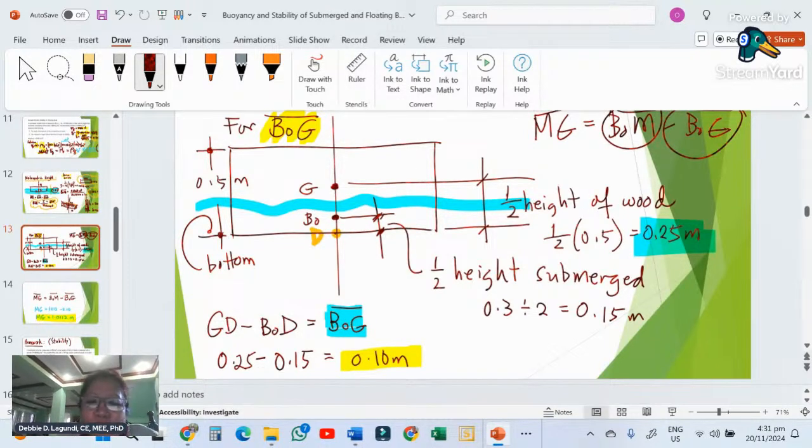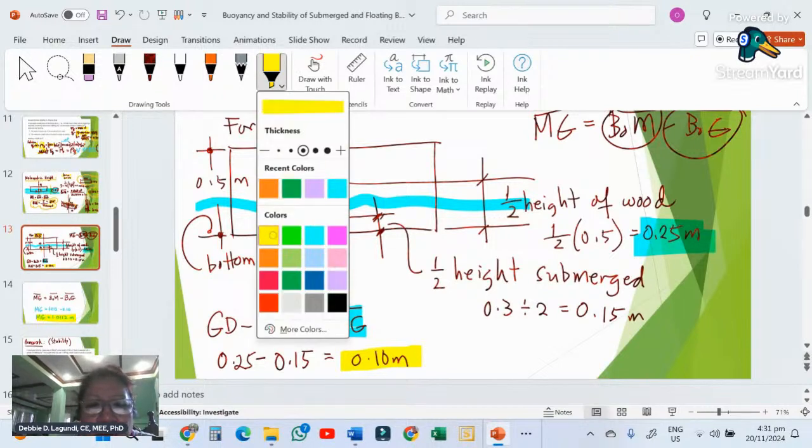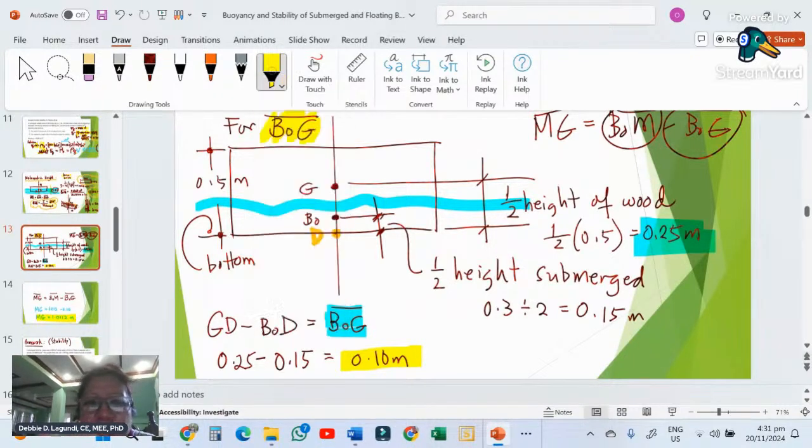So let's solve for BOG. How? The GD is actually 1/2 the height of the wood. It says here, 1/2 the height of the wood. What is the height of the wood on this side? It is 0.5. So 0.5 divided by 2 gives you 0.25, as you can see from the computations.